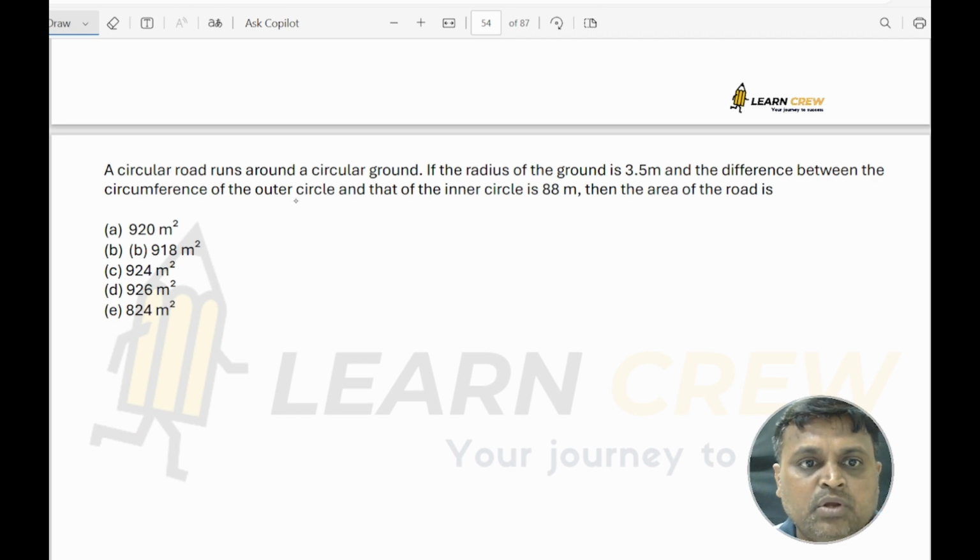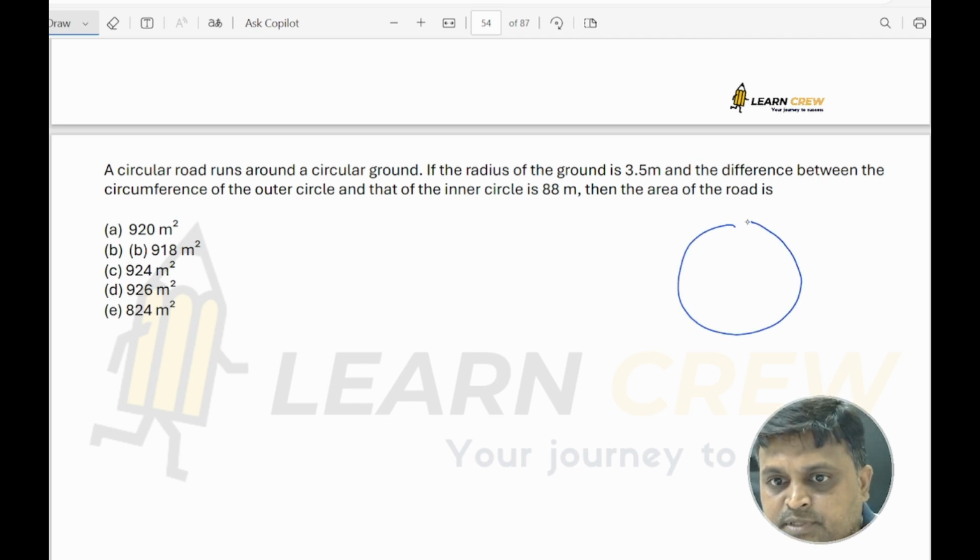A circular road runs around a circular ground. If the radius of the ground is 3.5 meter and the difference between the circumference of the outer circle and the inner circle is 88 meter, then find the area of the road.